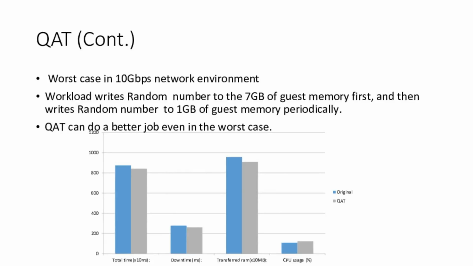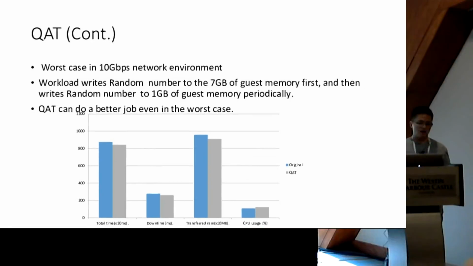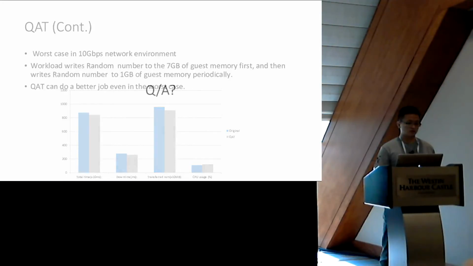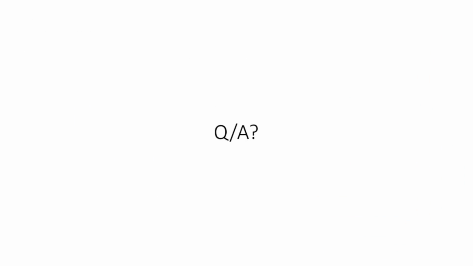This case is the worst case for QAT because the guest generates completely random data in the memory. So this kind of memory is not very friendly to QAT. Even in this case, QAT also can work. It can get better performance. So I have finished the presentation. Do you have any questions?